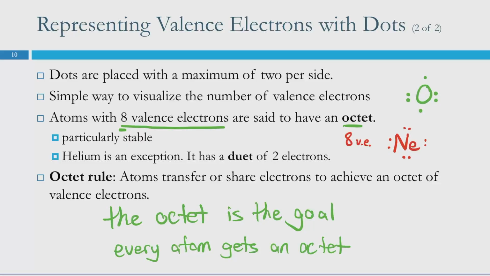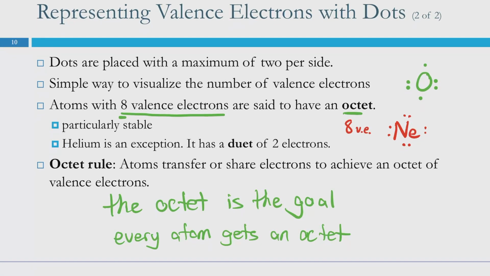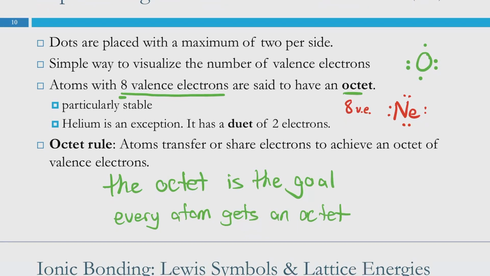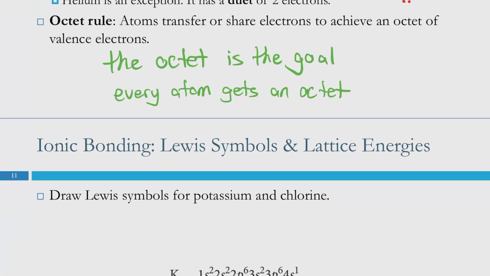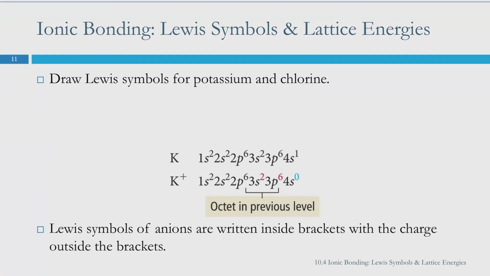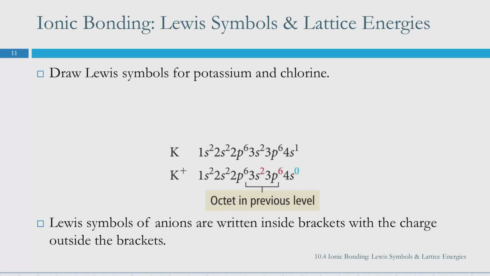So every atom gets an octet. That's our guiding principle for Lewis structures. Questions so far? Cool. We can draw Lewis symbols for potassium and for chlorine. Potassium has symbol K. How many valence electrons does potassium have?